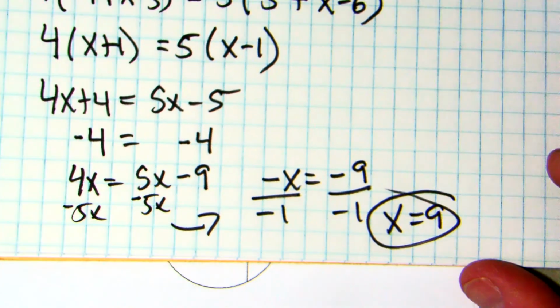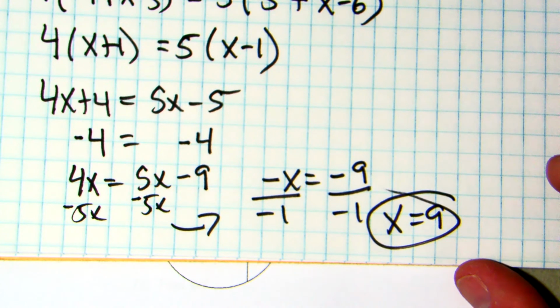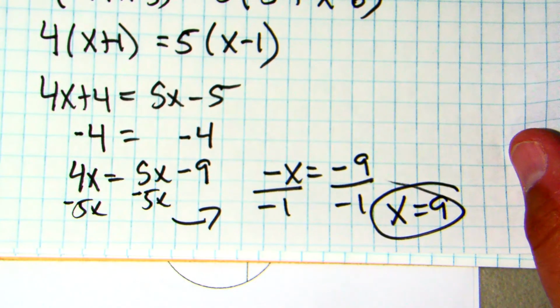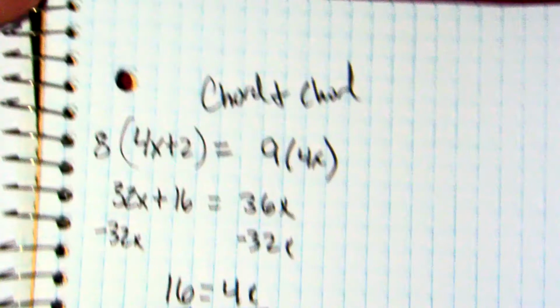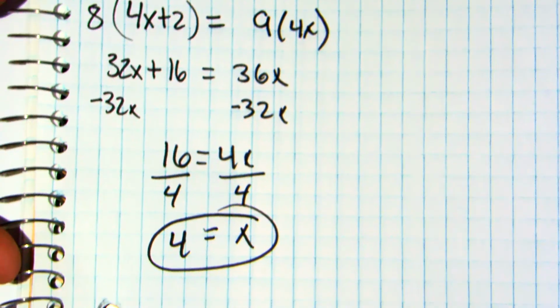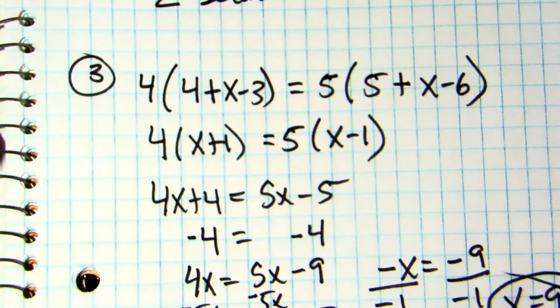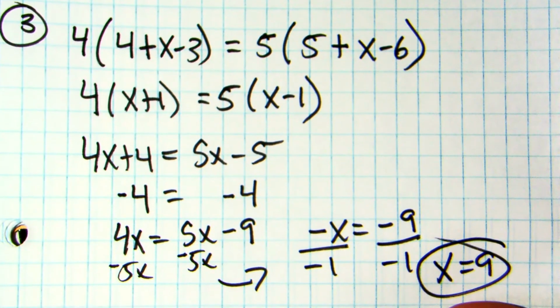Make sure on your test, though, that it says either solve for x, because if it says find the length of the segment, then you'll have to substitute the answer into the segment to find the length. I'll work one of those. So you have a chord and a chord, so it sets up like that, and then we have two secants that will set up like this, and we find x to be 9. That was number 3 on your worksheet.